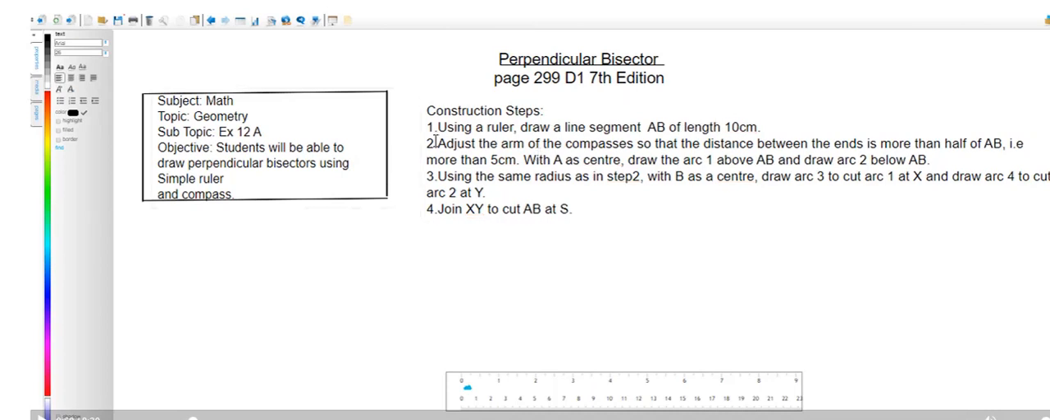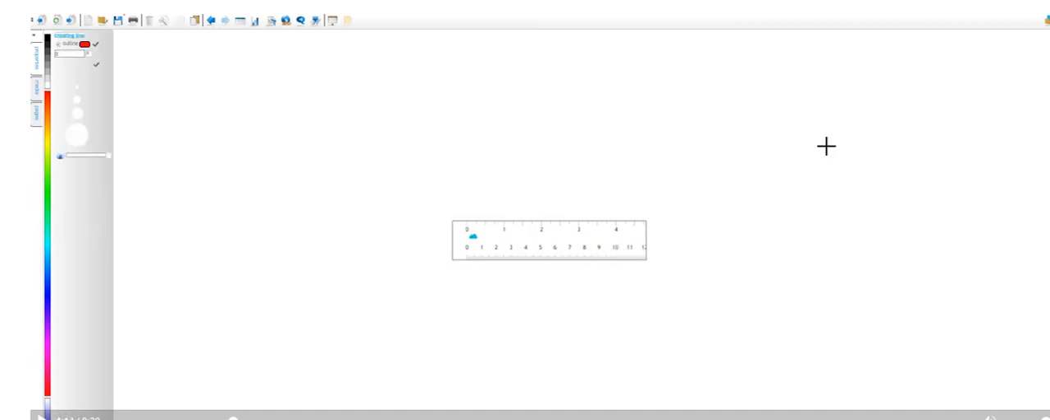It says, using a ruler, draw a line segment AB of length 10 centimeters. We are moving on to a next page so that we can have a proper drawing with the proper tool, proper picture. So here we are. We are using a 10 centimeter line. For that we are just drawing a straight line using our ruler from 0 to 10 centimeters. Here we go.